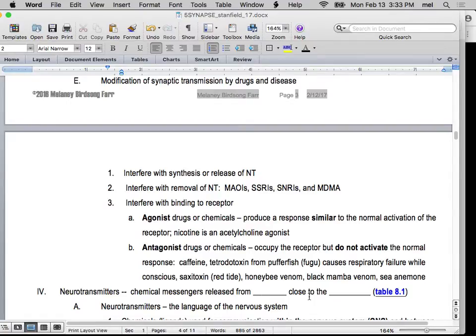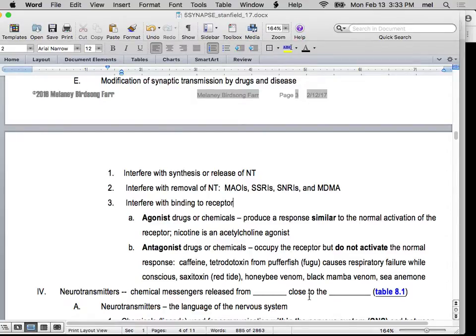And so let's say you were making, for instance, too much of something. You could stop making too much of it for whatever reason. Then what you can do is block the response to it by occupying the receptor, but occupying the receptor in a way that you don't cause the target cell response. Does that make sense to you guys?